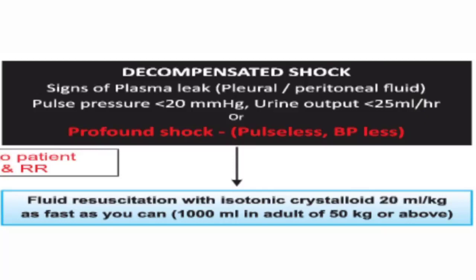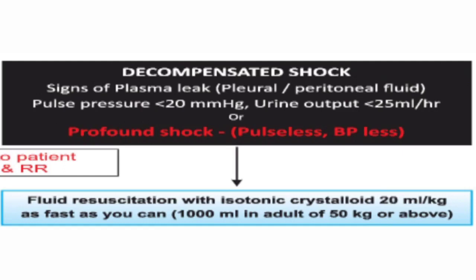Next is decompensated shock. A patient comes with decompensated shock, what will you do? Decompensated shock means the patient has a pulse pressure of less than 20 millimeters of mercury, urine output less than 0.5 ml per kg per hour, and the patient is pulseless with unrecordable blood pressure. So in that patient, you will give a bolus of normal saline at a dose of 20 ml per kg per hour, and it will be given as fast as possible.